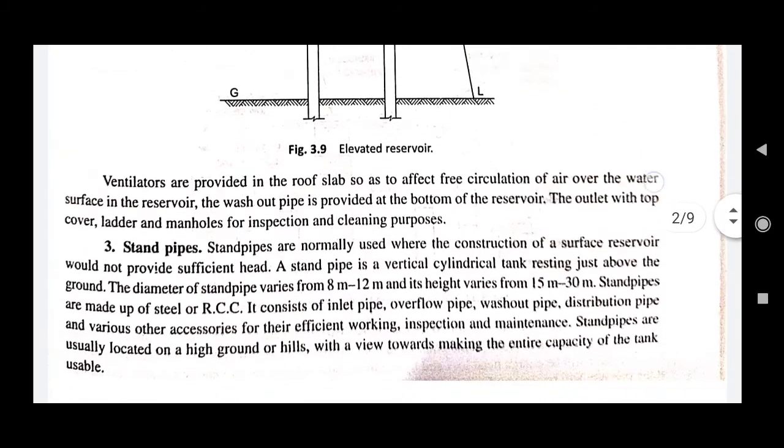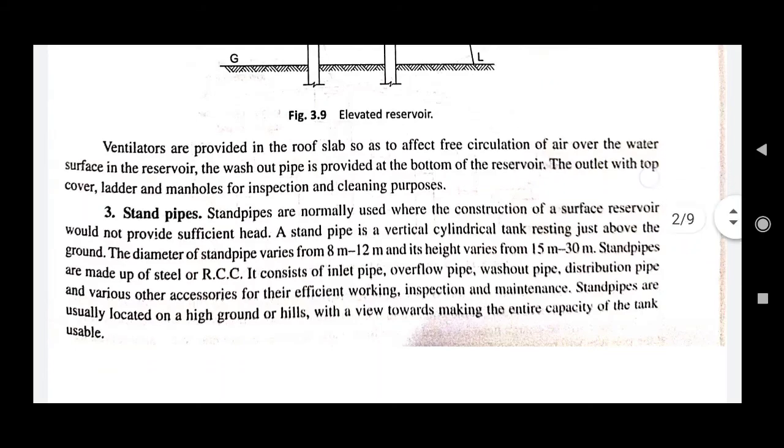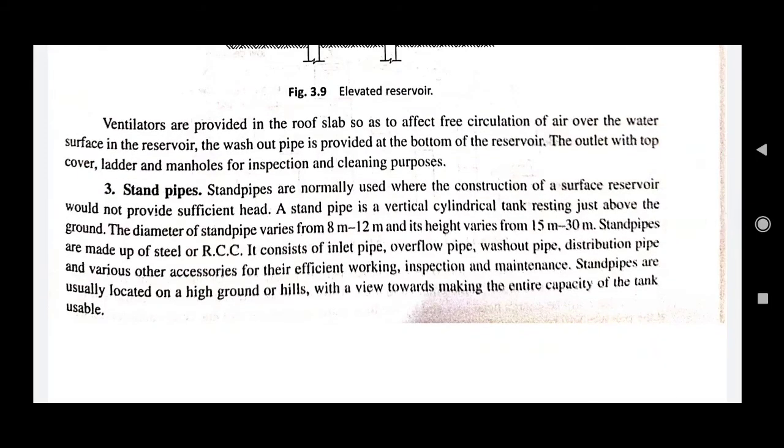Next is the standpipes. Standpipes are normally used when the construction of a surface reservoir would not provide sufficient head. A standpipe is a vertical cylindrical tank resting just above the ground. The diameter of a standpipe varies from 8 meter to 12 meter, and its height varies from 15 meter to 30 meter. A standpipe can be made of steel or RCC. It consists of an inlet pipe, an overflow pipe, and a washout pipe, similarly to the elevated reservoir, but they are made near to the surface as compared to the elevated reservoir, and have the same purpose, that the flow of water should be under the influence of gravity.